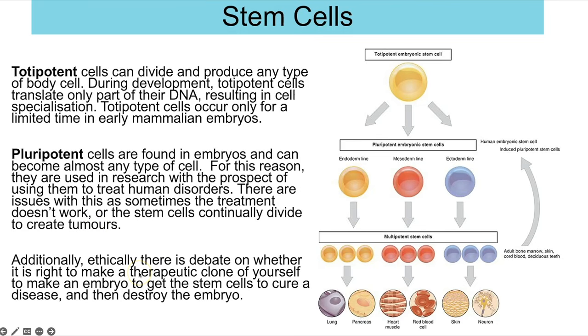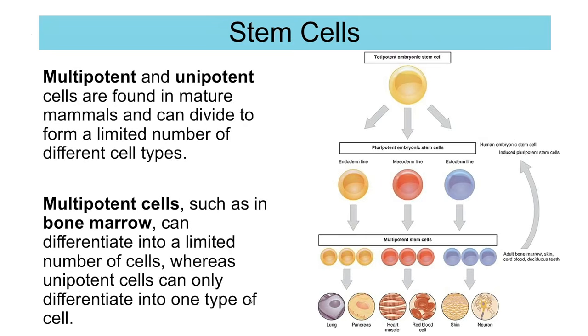Additionally, there is the ethical debate on whether it's right to, first of all, make a therapeutic clone of yourself, because to use these types of stem cells in treating a patient, there would have to be identical DNA to the patient so they don't get rejected. And the only way to do that would be to make a therapeutic clone of themselves. You'd also have to create an embryo, and the embryo then gets destroyed, and that can be seen as playing God or murder. Now, in reality, they have actually got advances on this now, and they use something called induced pluripotent stem cells, but that isn't part of the specification.